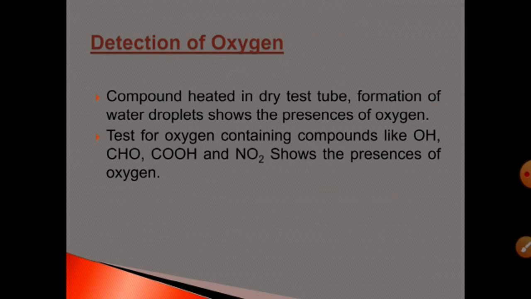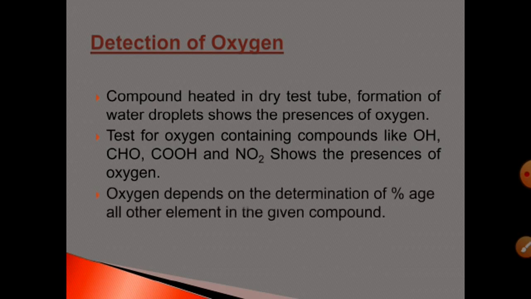The second method is to test for the presence of various oxygen containing groups such as OH, hydroxyl group, COOH, carboxylic acid, CHO, aldehyde, and NO2, nitro. If any of these is detected, the presence of oxygen is confirmed. These functional groups have specific tests. So if any of these functional groups is detected, it means oxygen is present.